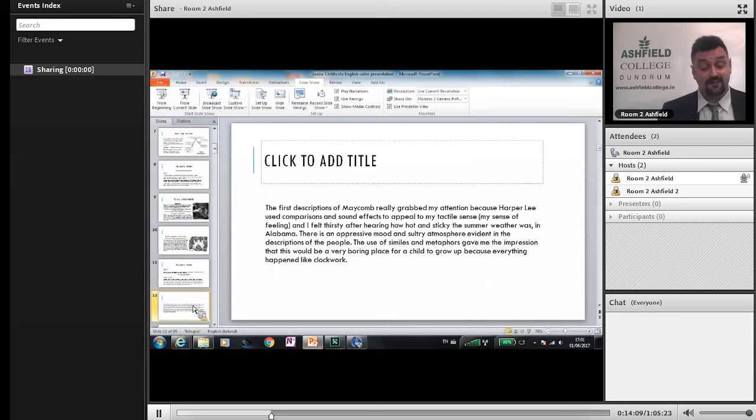The first descriptions of Macon really grabbed my attention because Harper Lee used comparisons and sound effects to appeal to my tactile sense, my sense of feeling. And I felt thirsty after hearing how hot and sticky the summer was in Alabama. There was an oppressive mood and a sultry atmosphere evident in the descriptions of the people. The use of similes and metaphors gave me the impression that this would be a very boring place for a child to grow up because everything happened like clockwork.